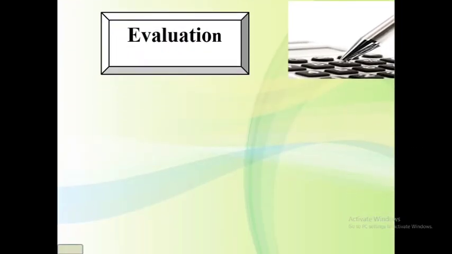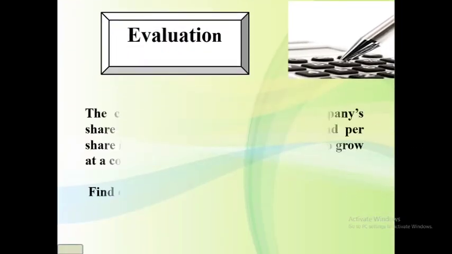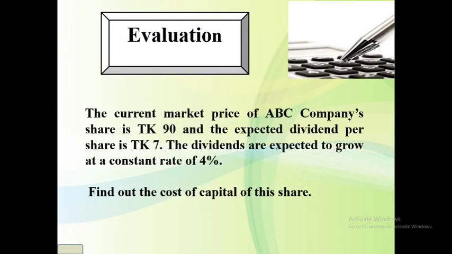Now I want to evaluate you through a question. The current market price of ABC Company's share is Taka 90 and the expected dividend per share is Taka 7. The dividends are expected to grow at a constant rate of 4%. Now you have to find out the cost of capital of this share. I hope you will try your best to solve this problem and you can send your answers through screenshots in the comment box or in our respective group of Finance English version.